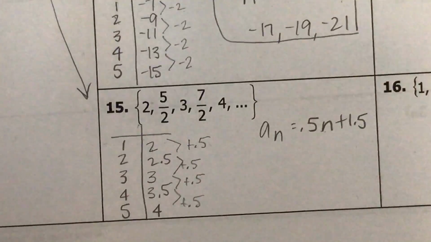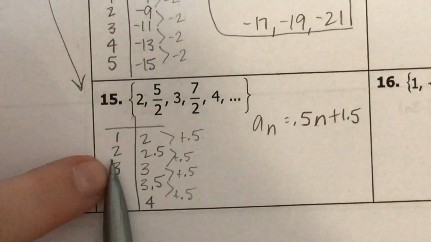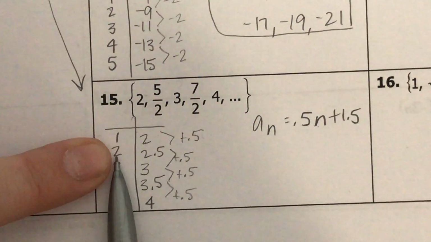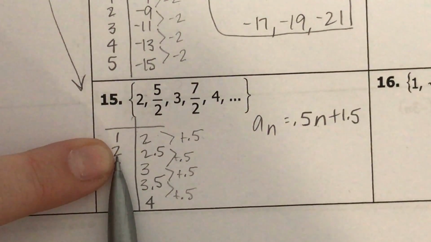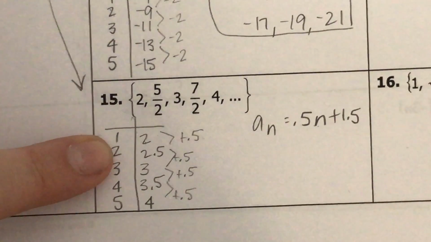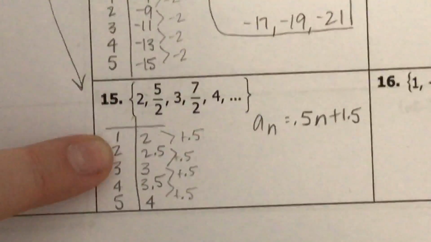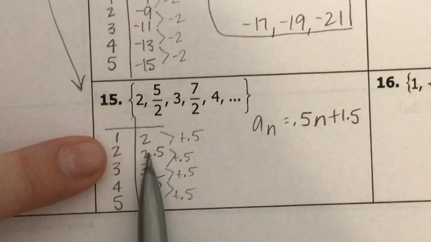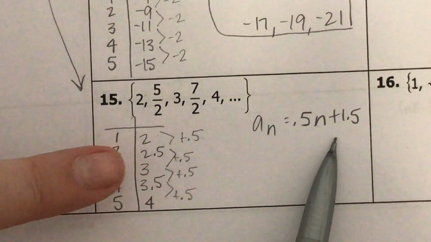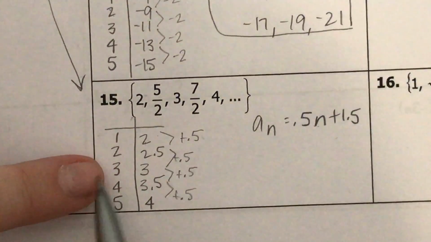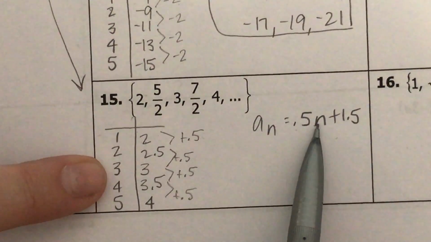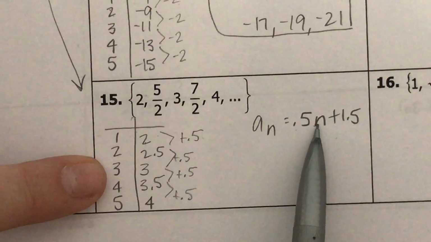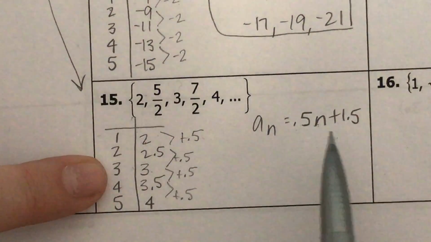So let's just see if we can do this for the next ones. If I want the second term, 0.5 times 2 is 1, because half of 2 is 1. Gosh, I can't talk today. Okay, and how do I get from 1 to 2.5? I have to add 1.5. Okay, let's try it again. 0.5 times 3 is 1.5. To get to 3, I have to add another 1.5.